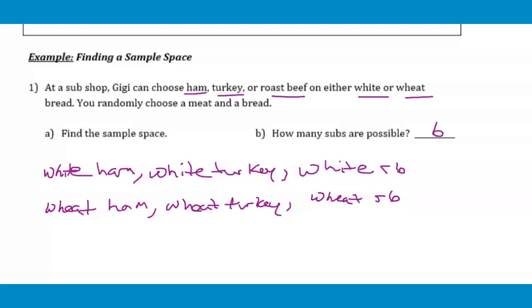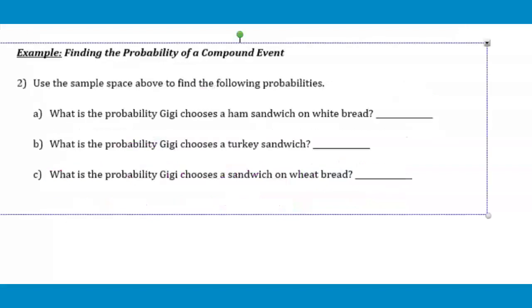But this listing out of all of the combinations is the sample space. So when they say find the sample space, you have to list those out. If you need to make a tree diagram, make a tree diagram, but you still have to make the list once you make the tree diagram.